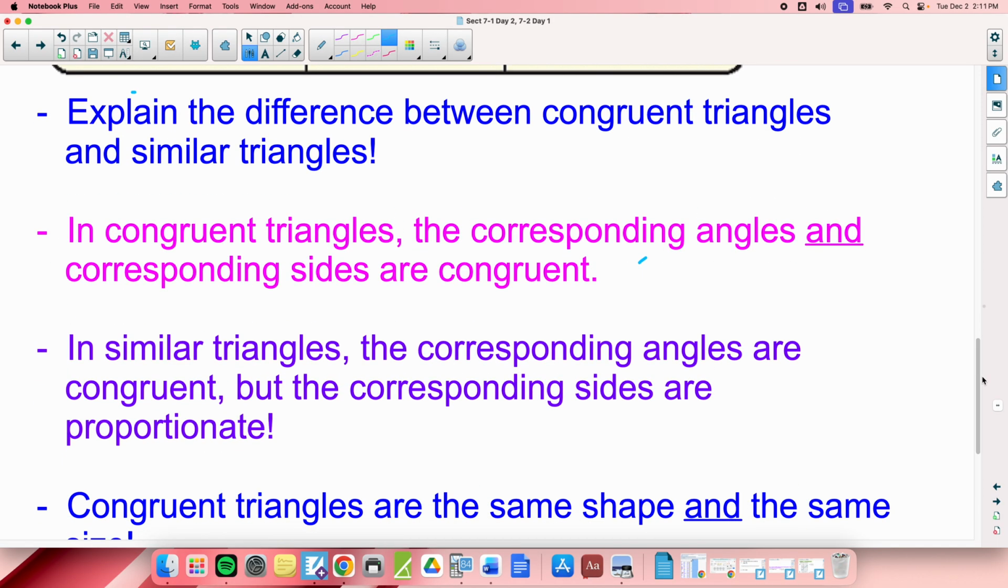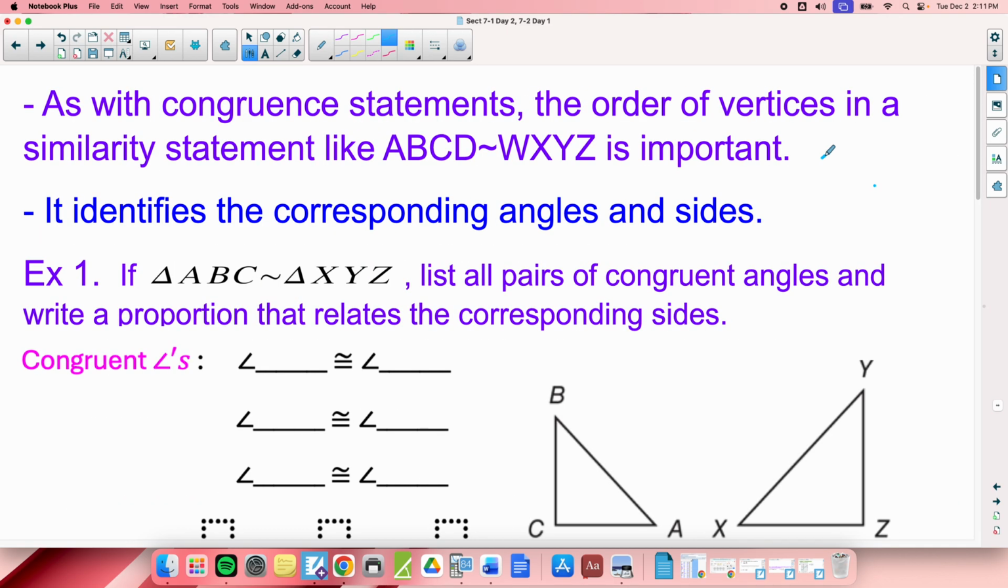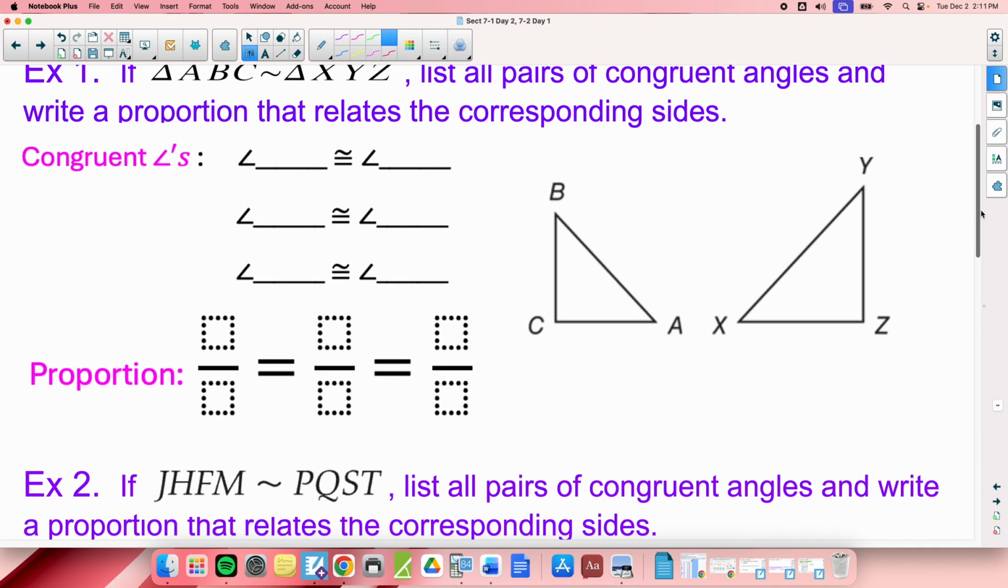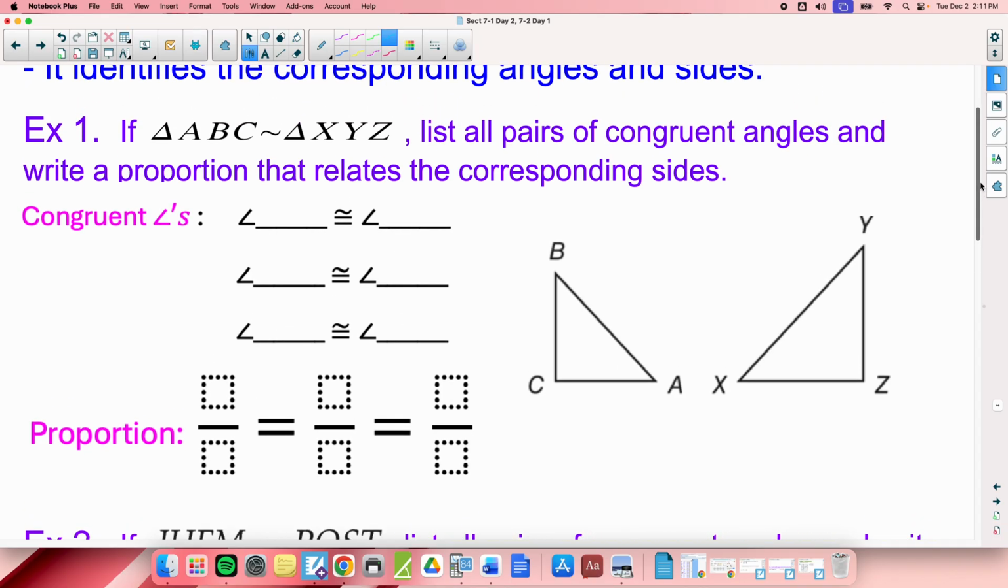Okay? So, we are going to try one of these. So, if you go to this page in your notes, here is what we're gonna do. They give us this similarity statement. We're gonna go down here and fill in what angles are congruent. How you tell that is where they are here. A is first, so what do you think A is congruent to? X, because that's first. Very good.